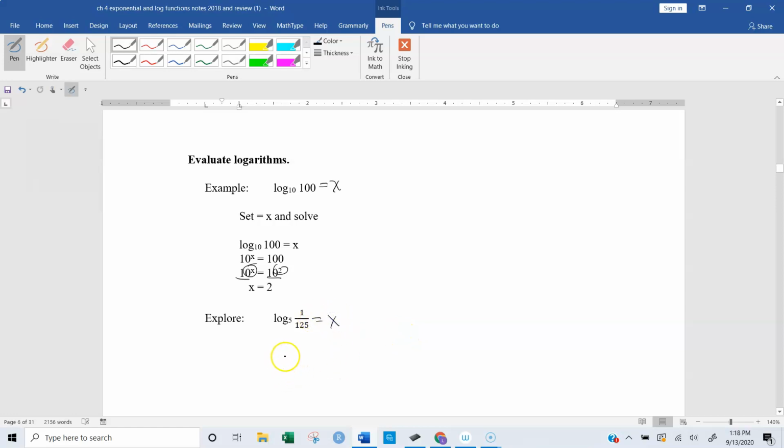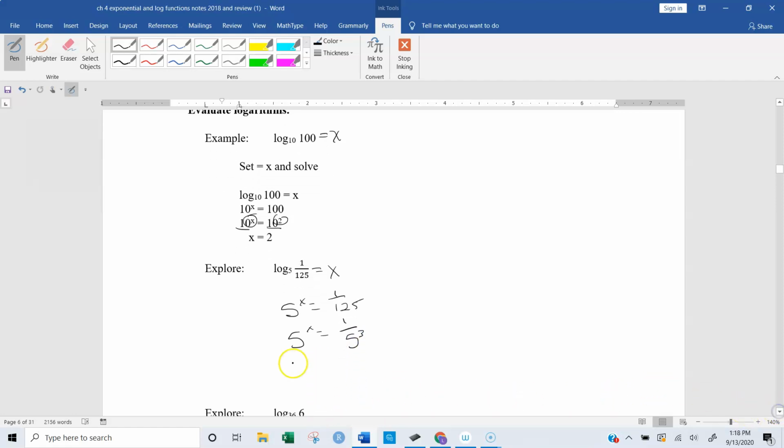Should have set it equal to x. So 5 to the x equals 1 over 125. That means 5 to the x equals 1 over, I hope you know 125 is 5 cubed, right? Then we need to bring him to the numerator so we can get the bases identical. So 5 to the x equals 5 to the negative third. So x equals negative 3.